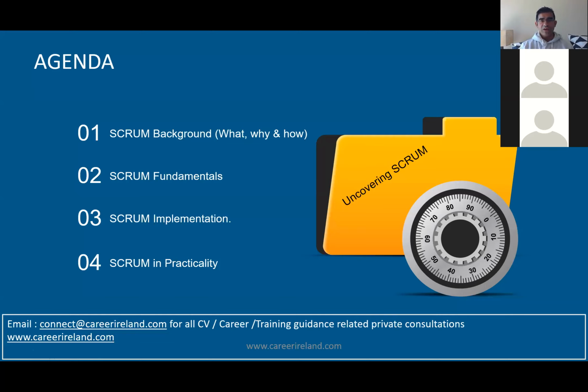We are going to talk about our Scrum background: what is Scrum, why it is implemented, how it is implemented. Then we are going to talk about the Scrum fundamentals, our basic definitions, basic roles played, basic ceremonies, events, backlogs and everything. Then we are going to talk about how Scrum is implemented in day-to-day life at various organizations, whether it is limited to IT or not.